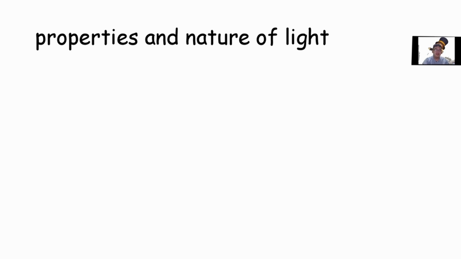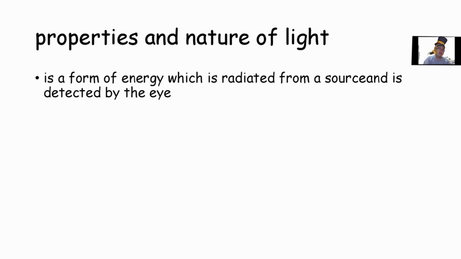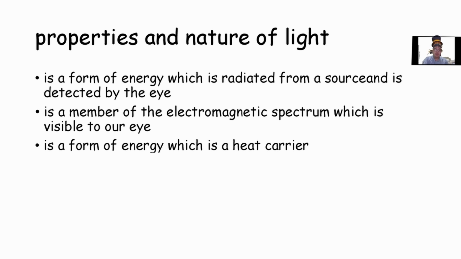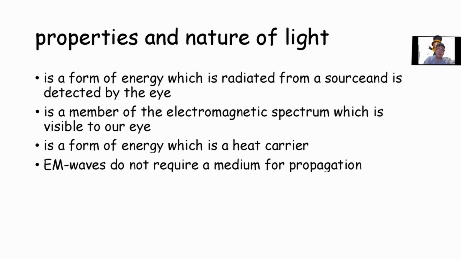Now the properties and nature of light. Light is a form of energy which is radiated from a source and is detected by the eye. Light is a member of the electromagnetic spectrum which is visible to our eyes. It is also a form of energy which is a heat carrier. EM waves do not require a medium for propagation.